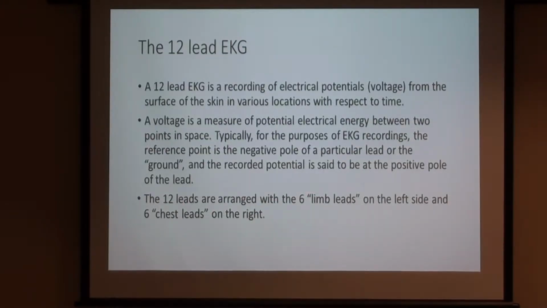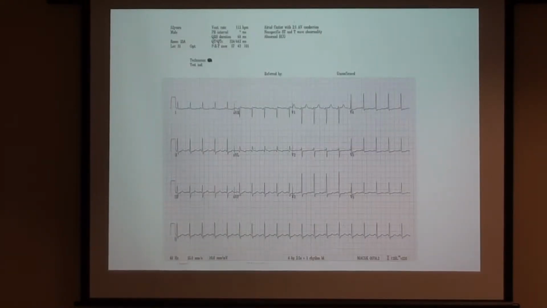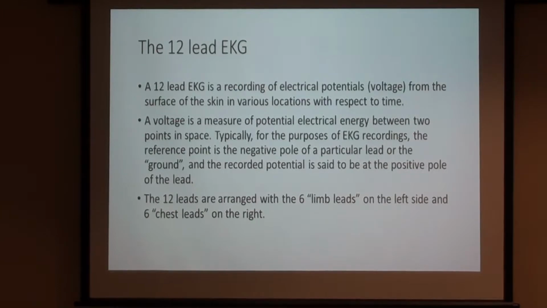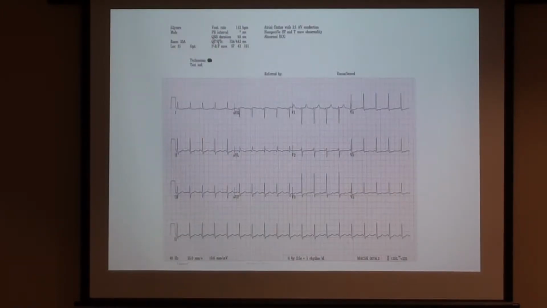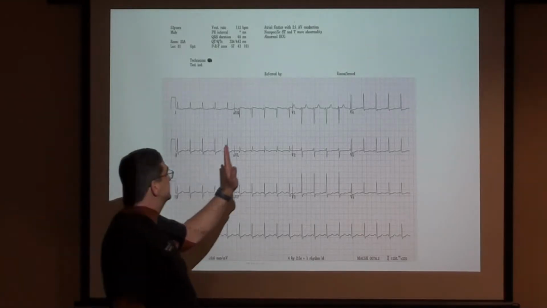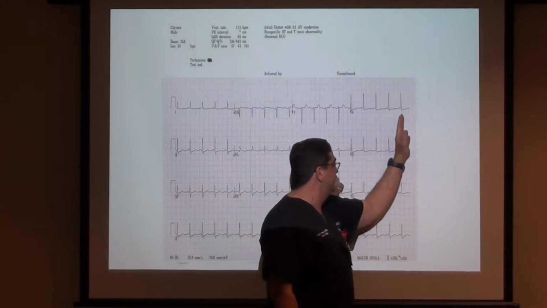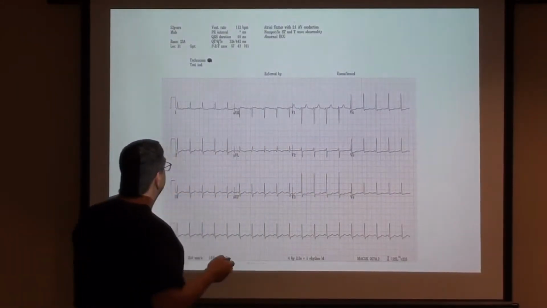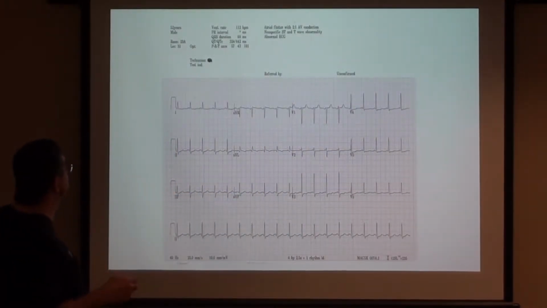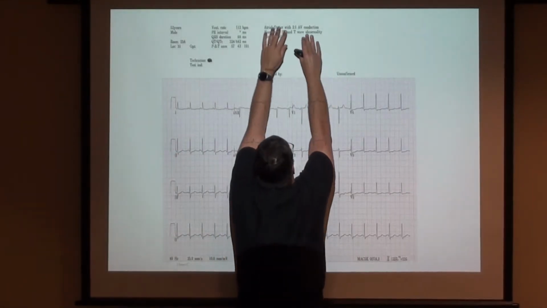The 12 leads are arranged on the left side of the page as the limb leads, and on the right side of the page are the chest leads, which we'll talk about directly. Remember that an EKG, so I think I showed this exact one actually. This is what the EKG tracing looks like. This half being the so-called limb leads, this half being the chest leads. Every piece of information on this page is important except for this. Remember that?